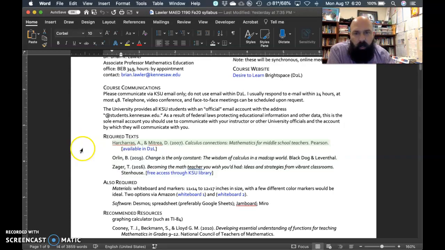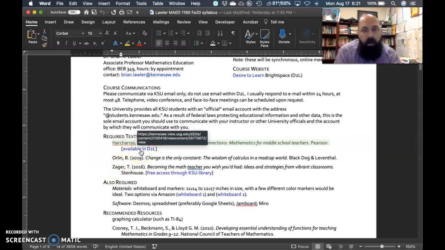So this book is our primary math textbook, Calculus Connections. It's available in D2L. It just stopped being published over this summer, so I made arrangements with the publisher and the authors to allow us to have it available to us this semester. Please let me know if you're having any trouble reaching that textbook. This link should get you there, but if it doesn't, it's in D2L.